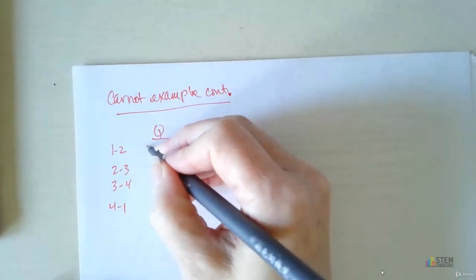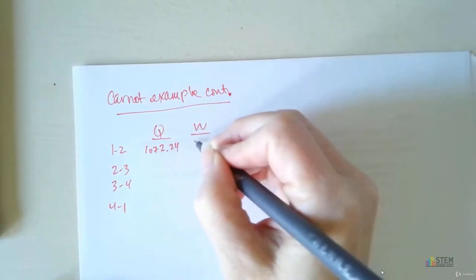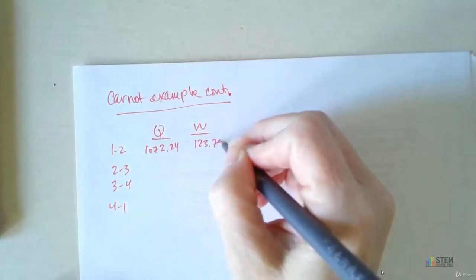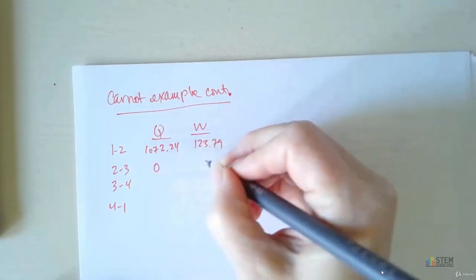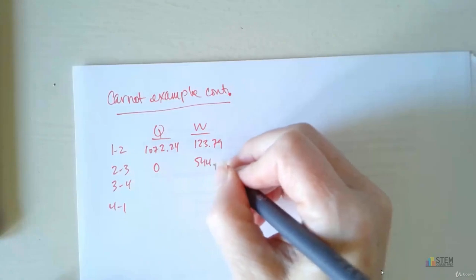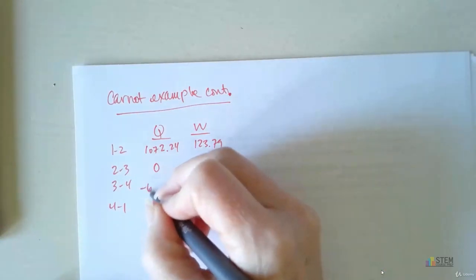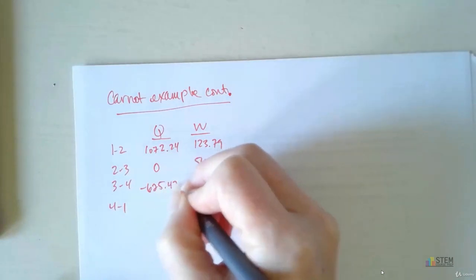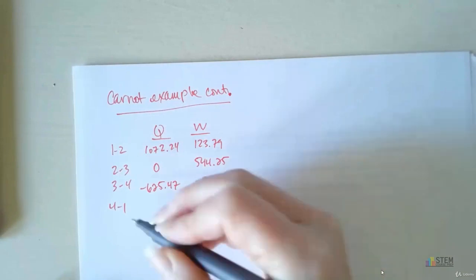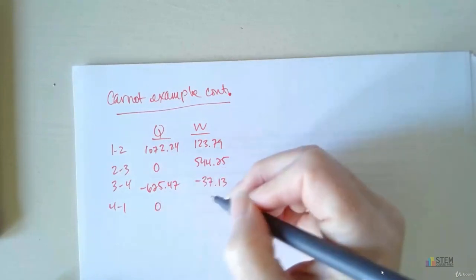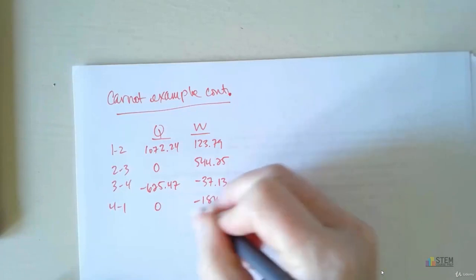For 1, 2, we had a Q of 1072.24, work was 123.79. For that second process, we had a Q of 0, work was 544.25. For the next one, we have a Q of negative 625.47, and work was negative 37.13. Finally, we had a Q of 0, and then a work of negative 184.16.